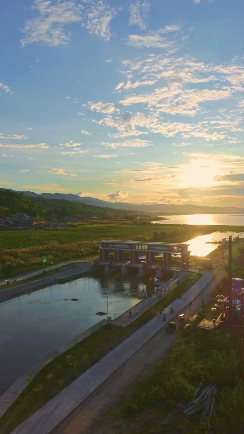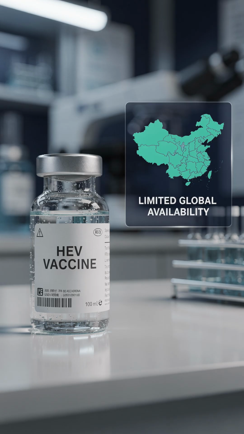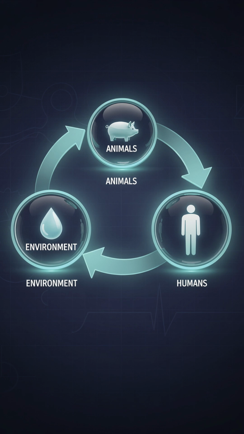Prevention depends heavily on public health infrastructure. Access to safe drinking water, effective sewage treatment, proper food handling, and sanitation programs remain the most important tools for reducing disease transmission. A vaccine against hepatitis E has been developed and licensed in China, but it is not yet widely available globally. Because of its association with water quality, food safety, and zoonotic transmission, hepatitis E provides an excellent example of how environmental health and infectious disease are closely interconnected.